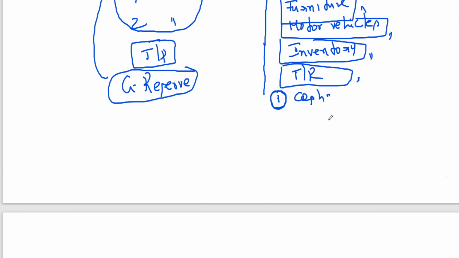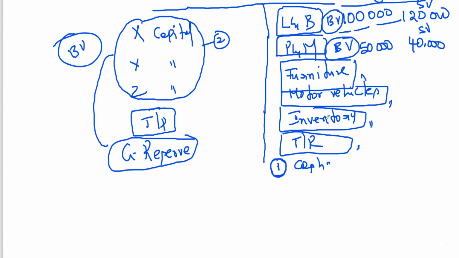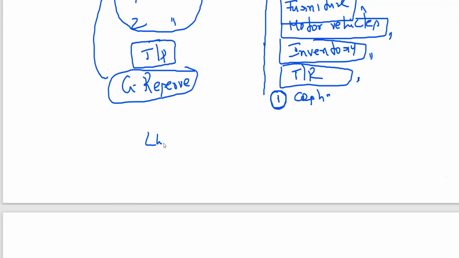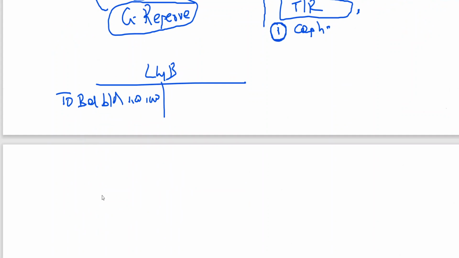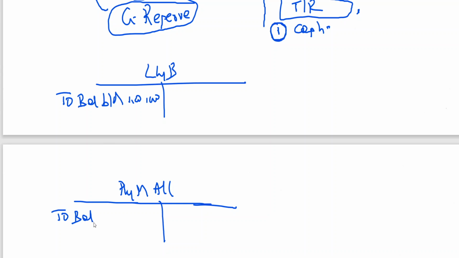So generally what you do, when you are having all these assets, these assets will appear in the ledger accounts, no? Existing ledger account. Like land and building, for example, to balance brought down, it is appearing as 1 lakh rupees, and so is the case of plant and machinery, to balance brought down 50,000.